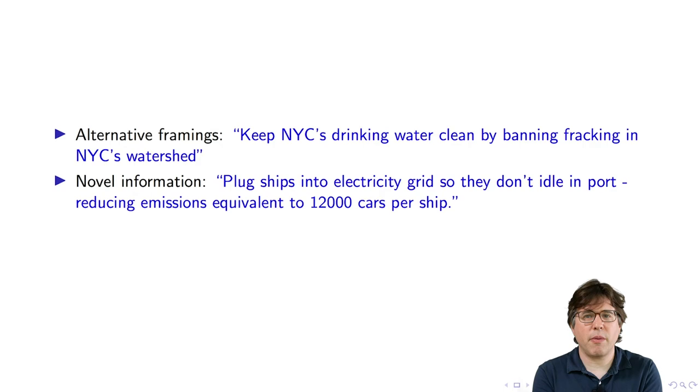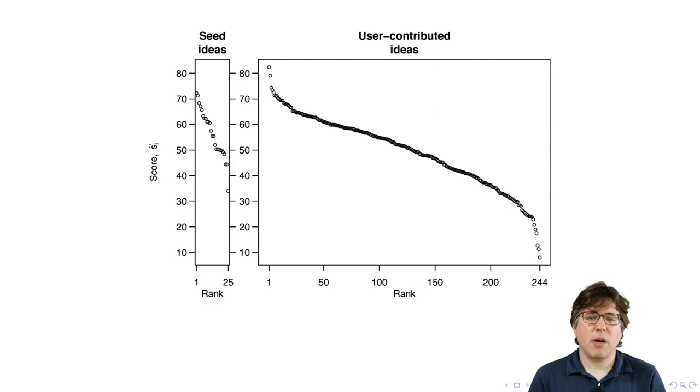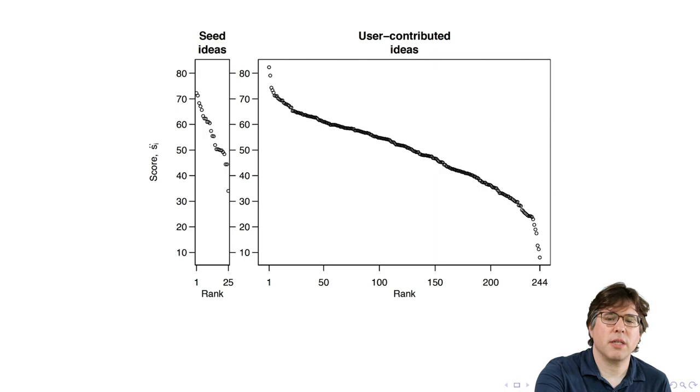Here are the results from the New York City Mayor's Office wiki survey. There are two graphs here: the seed ideas and the user contributed ideas. In each graph, there's a rank order plot. The x-axis shows the ideas ranked and the y-axis shows the score.